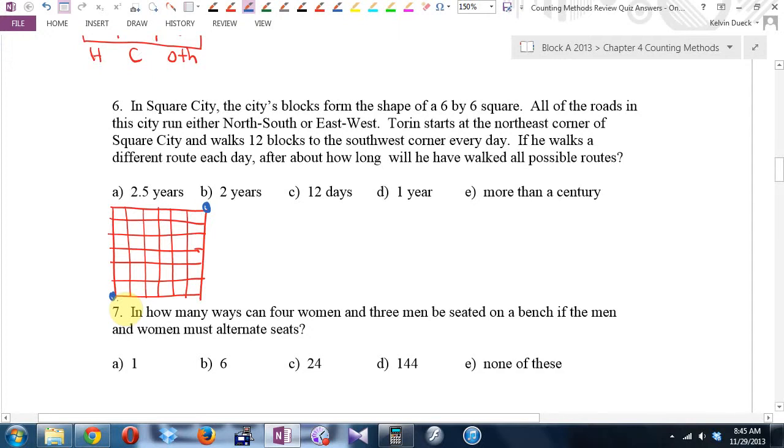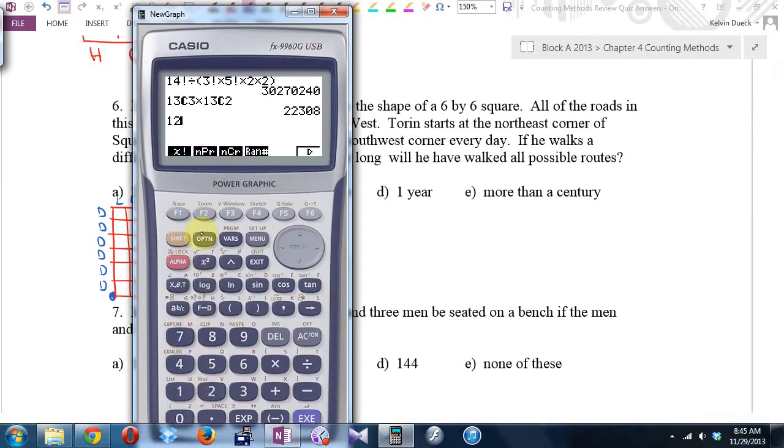Well, it looks like he's going to have to go left, left, left, left, left, left, or you could call that west, west, west, west, whatever. And he's going to have to go down, down, down, down, down, down. The number of different routes is going to be 12 factorial divided by 6 factorial times 6 factorial.